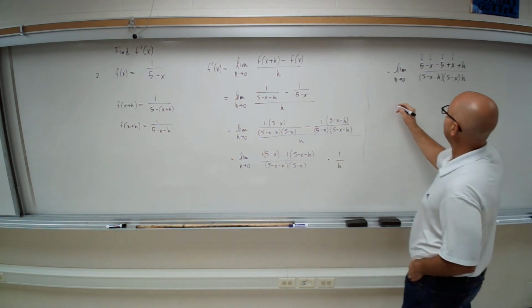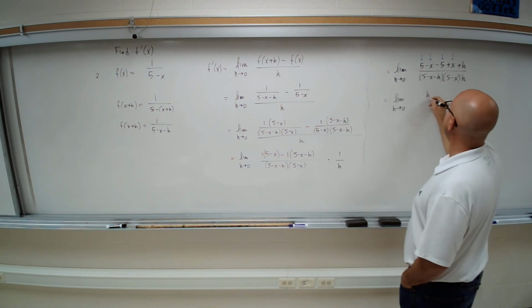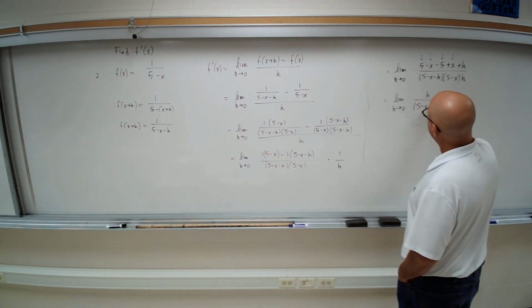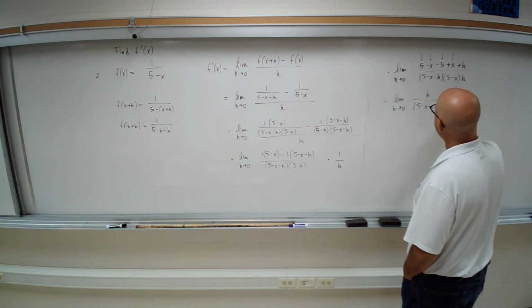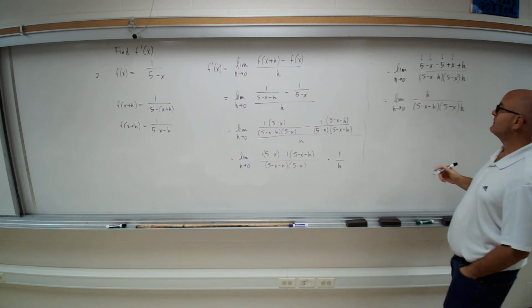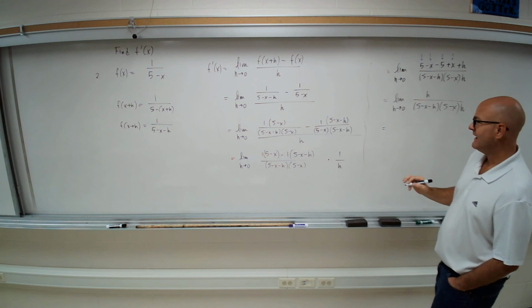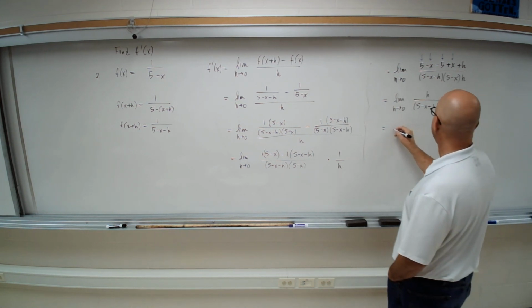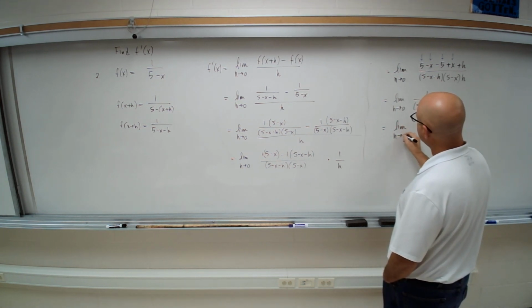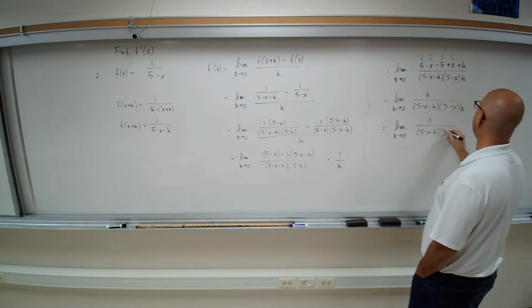So then we will get the limit as h approaches 0 of h over 5 minus x minus h, 5 minus x, times h. Well, guess what cancels? The h's cancel. Now, once they do that, I feel like I might have missed a negative sign somewhere, but let's find out. So the limit as h approaches 0 of 1 over 5 minus x minus h times 5 minus x.